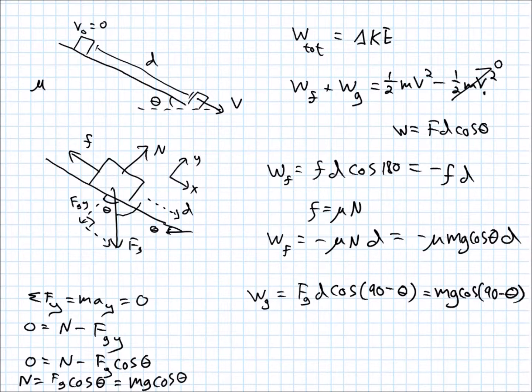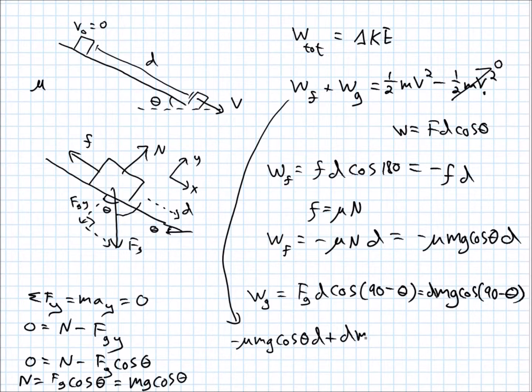So plugging these into my first equation, plugging into this equation up here, we're going to get the work done by friction is negative mu mg cosine of theta times d. Oh, I forgot my d right up here in my work done by gravity. Okay, plus the work done by gravity, which is d mg cosine of 90 minus theta, and that's equal to, up at the top here, 1/2 mv squared.